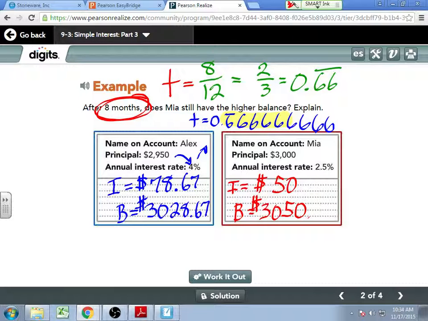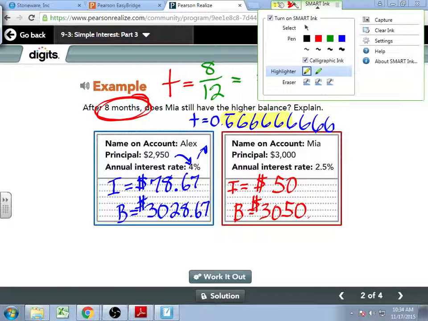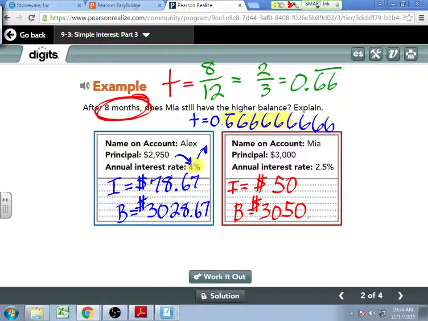It still answers the question, but really you can see at first glance that the principal amounts are pretty far apart. Alex starts with less money but has a better interest rate. Mia starts with more money, but has a lower interest rate. So eventually, Alex would have more money. There will be a point when they have exactly the same balance.